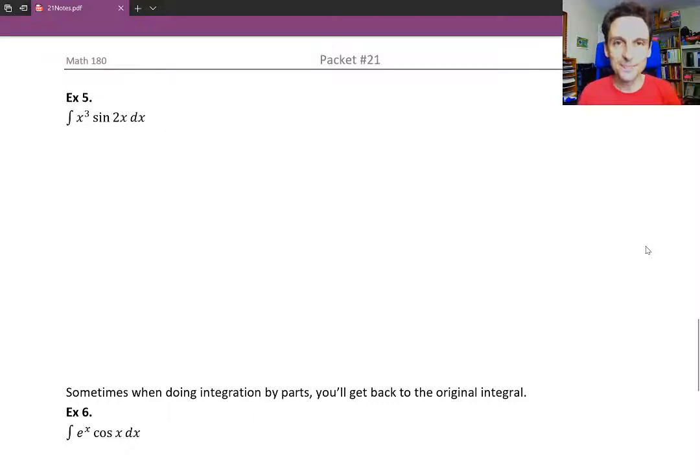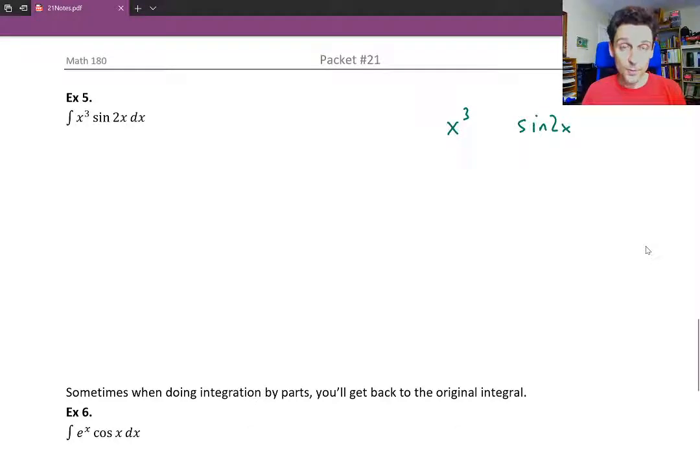Hello and welcome back. Let's practice our tabular integration on example 5. What's going to be our choice for u? If you said x cubed, that would be correct. That would make your dv the sine 2x, all the rest of the function inside the integral.